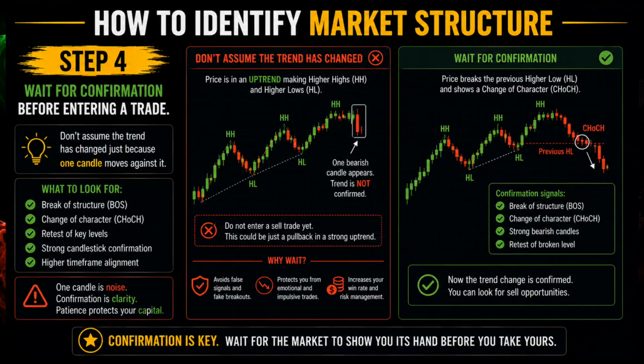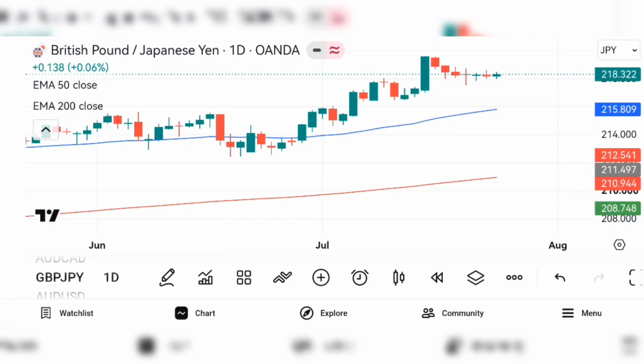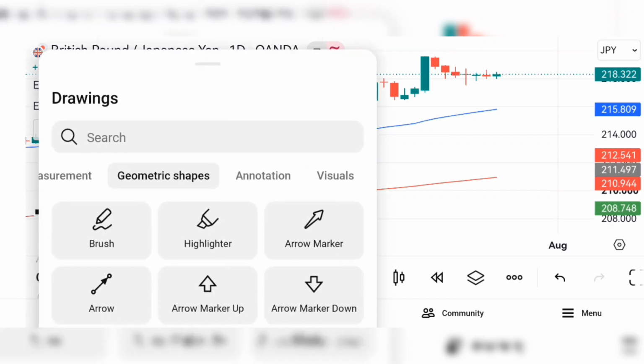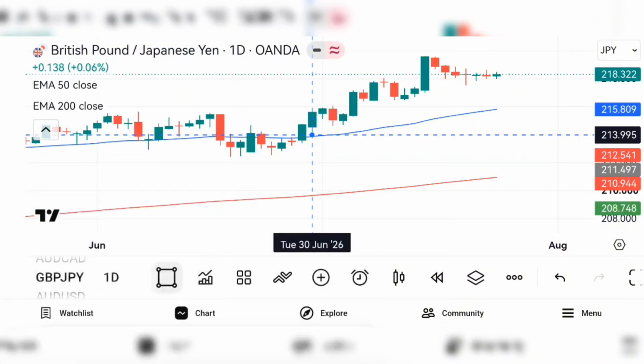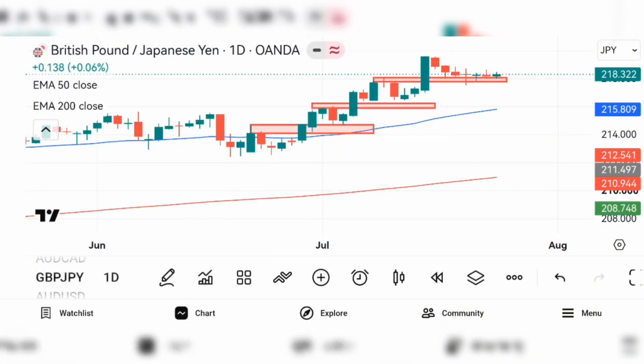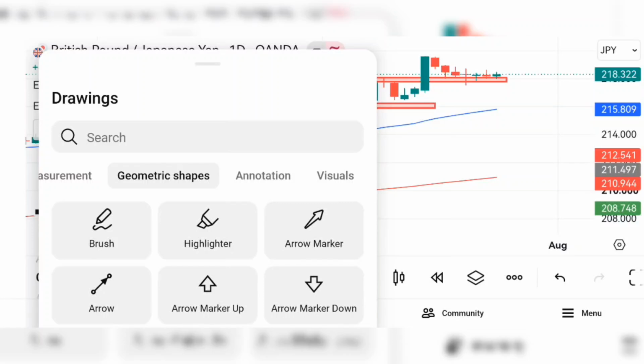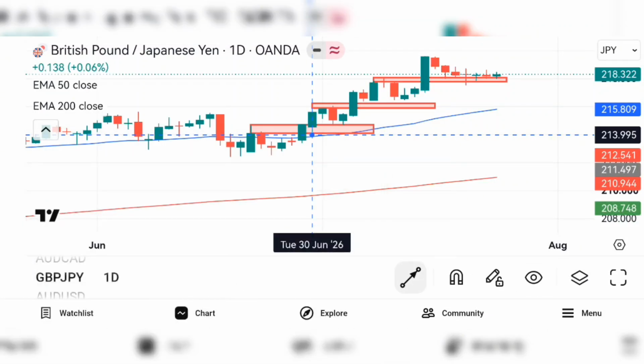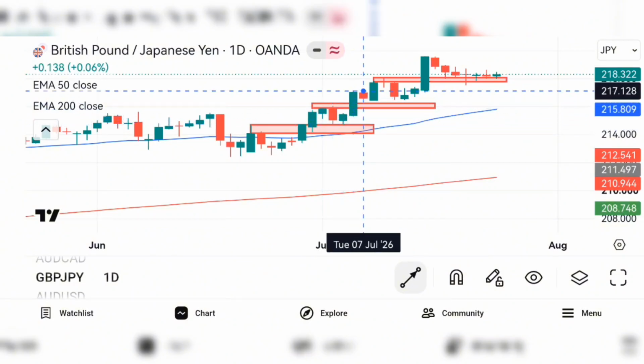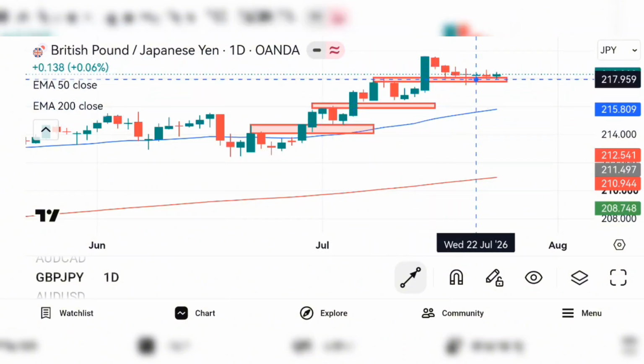Common mistakes. Mistake 1. Right now we've got British yen on a daily time frame. As you can see, we have an uptrend. It is making higher high, higher low, higher high, higher low. So we're going to identify it, and this is how you identify an uptrend. We have a higher high, higher low, higher high, higher low, higher high, higher low.